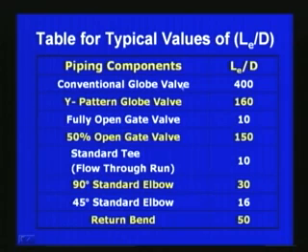So say, for example, conventional globe valve LE by D, depending upon the material, it can be 400, or Y pattern globe valve can be 116, fully open gate valve it can be 10, 50% open gate valve it can be 150, standard T it can be 10, 90 degree standard elbow it can be 30, 45 degree standard elbow 16, return bend 50, like this.